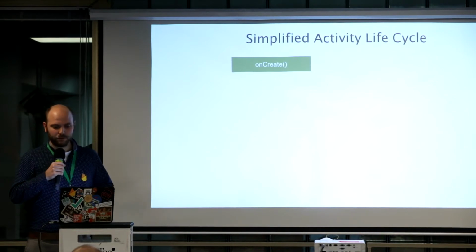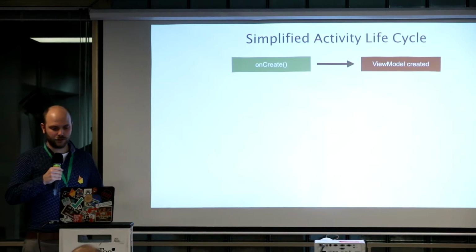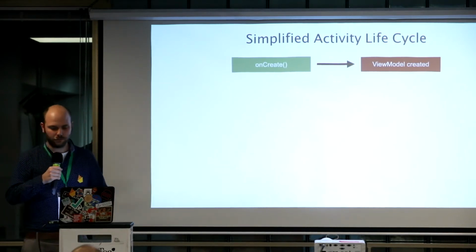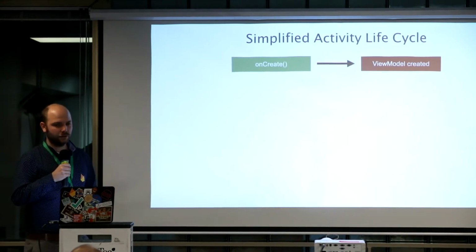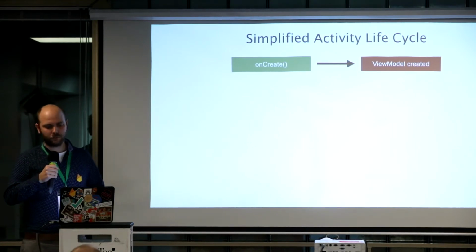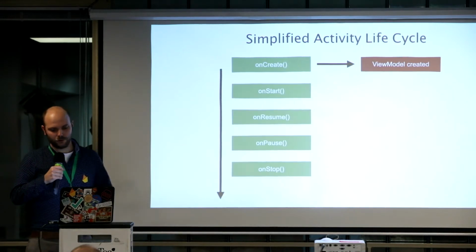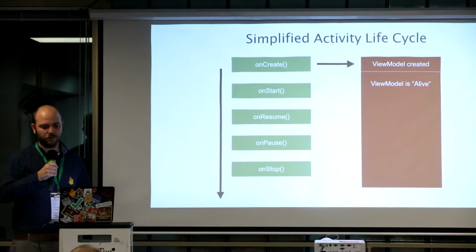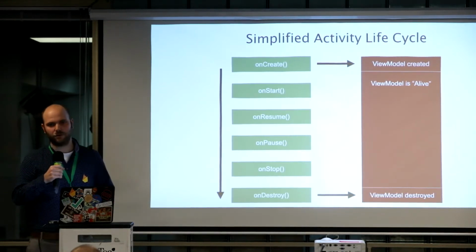So we have a diagram of the simplified activity lifecycle. We have the onCreate as usual. Then we're going to create our ViewModel, or if we're using MVP, we're going to create our presenter. If we're using Dagger or a different dependency injection framework, then at this point our presenter will be injected. Then we have all the different lifecycle events, and our presenter or our ViewModel will be alive. And on the onDestroy, it will be destroyed.